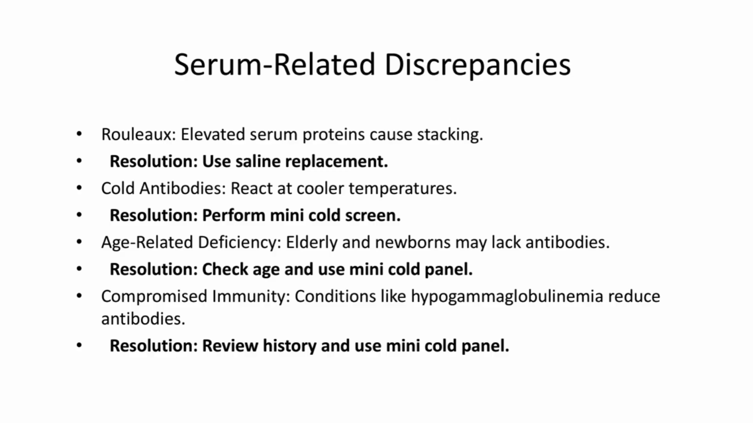Second, cold or room temperature antibodies. Antibodies such as anti-H, anti-I, anti-M, anti-N, anti-P1, or anti-Lewis may react with reverse typing cells at cooler temperatures. This includes anti-A1 in individuals with A2 or A2B blood types. Resolution: perform a mini cold screen or panel, testing at lower temperatures to identify cold-reactive antibodies.